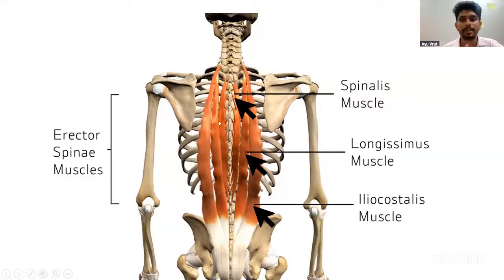Now this erector spinae consists of three muscles actually. जो innermost muscle है, that is called the spinalis muscle, पतला है. In the middle you get the longissimus muscle, and on the outside you get the iliocostalis muscle. So these are the three sets of muscles that help your spine to keep erect.